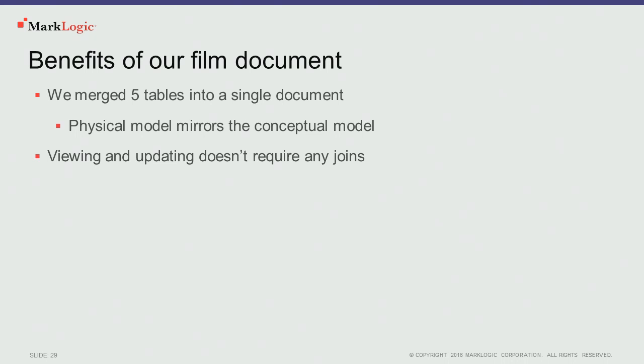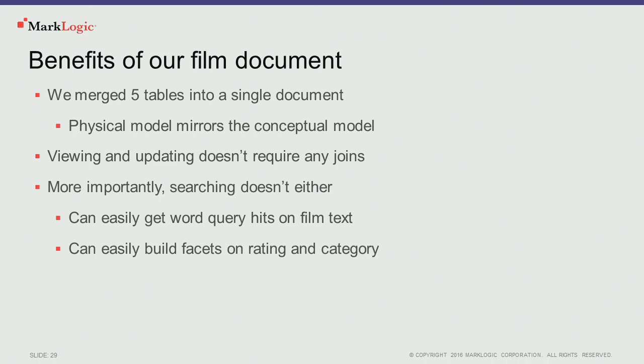There's a lot of thinking behind Hibernate and tools like that, to figure out exactly what data I need in my object graph. I don't have that problem anymore. Now that I've got all the data in one document, it's very quick to load, very quick to view, update, and search by as well. And speaking of searching, now that I've got all these properties within this one entity-based document, it's very easy to get word query hits on, and very easy to build facets like you saw in the application.